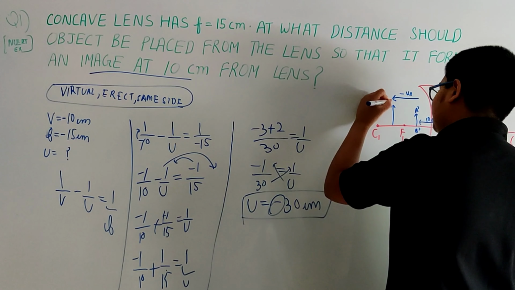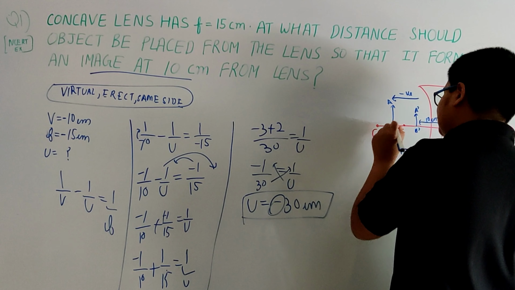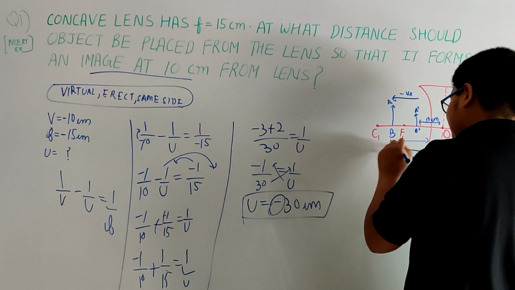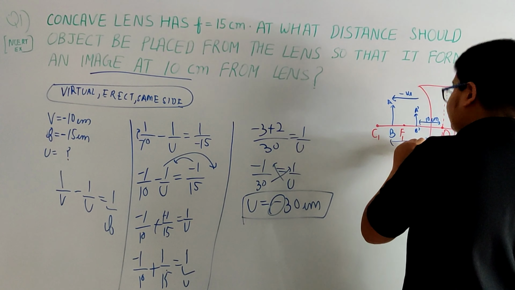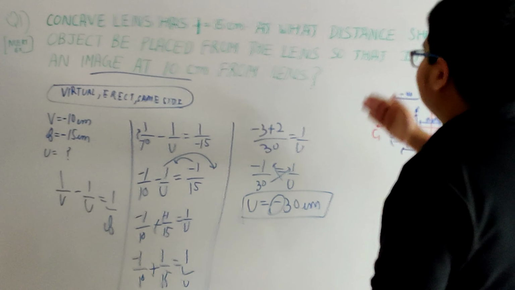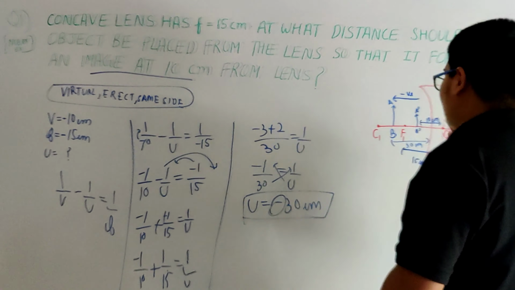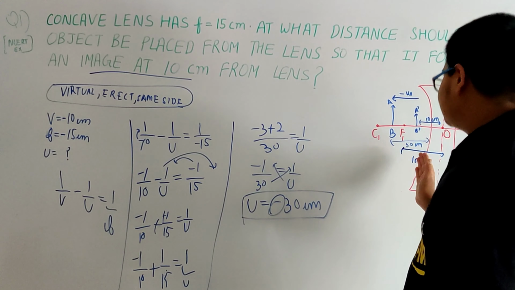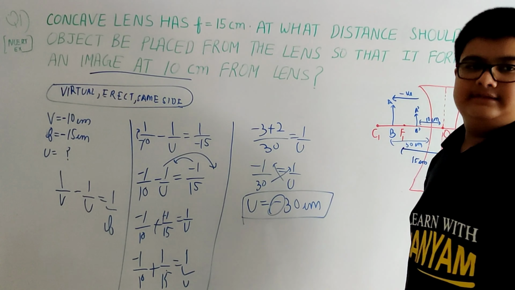So here will be the distance of 30. Now we have to tell at what distance it is from the lens. So we can say that the object is 30 centimeter from the lens on the left hand side.